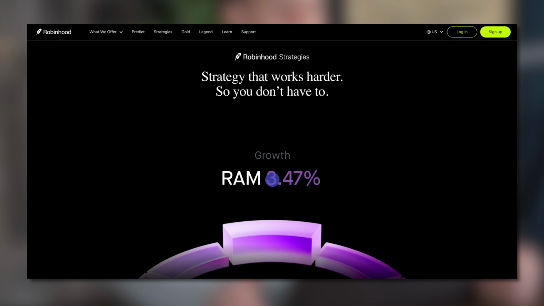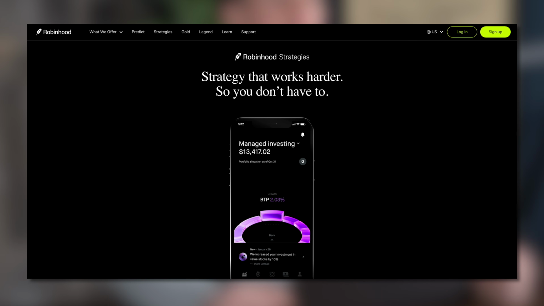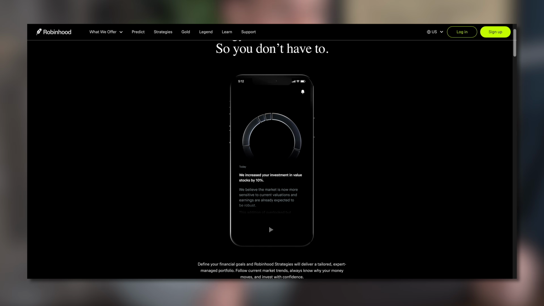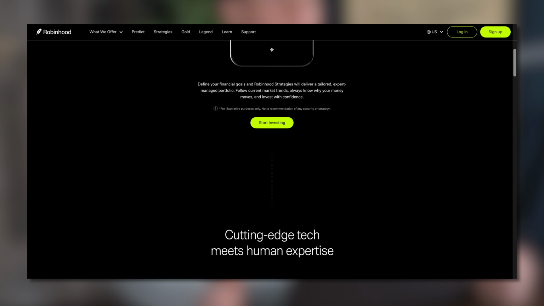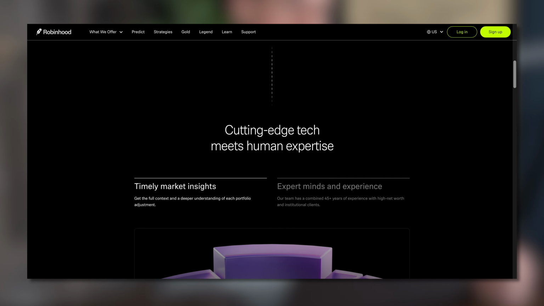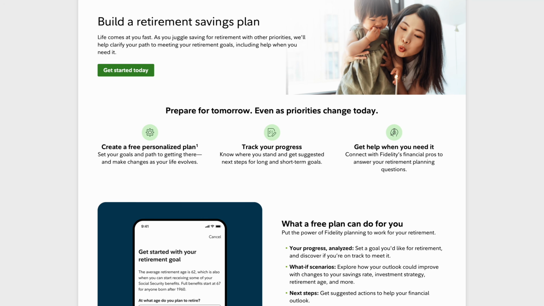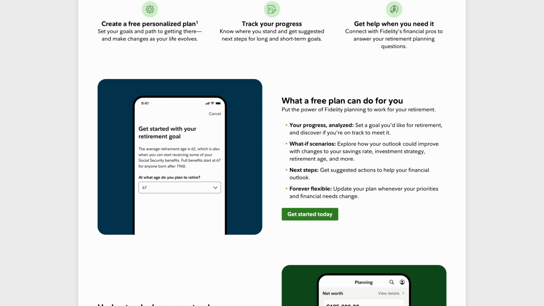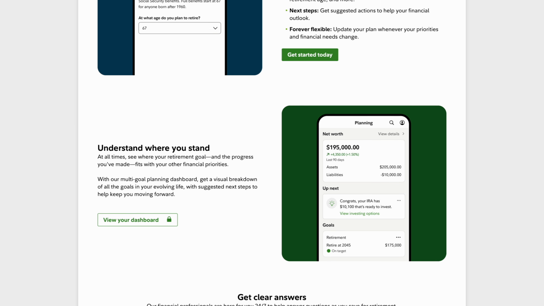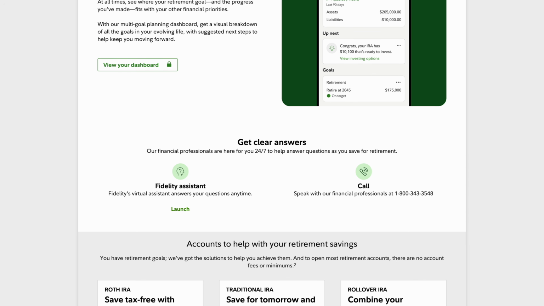Robinhood offers something similar called Robinhood Strategies, and this also gets you a customized and fully managed portfolio. Robinhood Strategies has a low 0.25% asset management fee, so it's slightly lower than Fidelity Go for accounts over $25,000. But overall, Fidelity really stands out for their robust retirement planning tools and features. You get access to detailed calculators, goal tracking, and portfolio analysis that can help you think through long-term decisions in a more structured way.